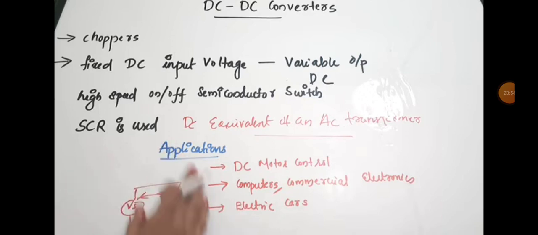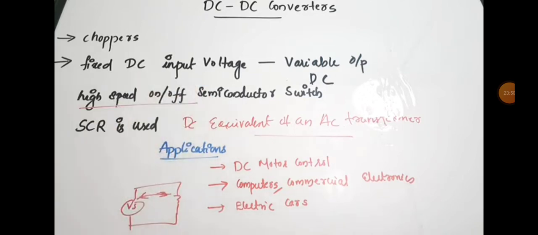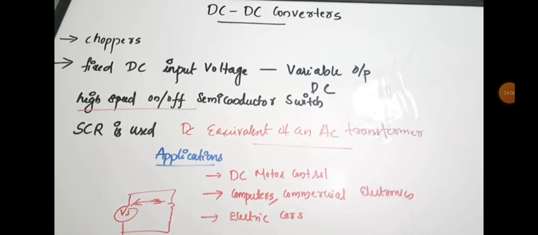So this circuit has a high speed semiconductor switch, and with the help of that switch, the source and the load side are connected and disconnected at a very high rate, due to which the voltage is getting chopped. I hope the basic concept is clear.